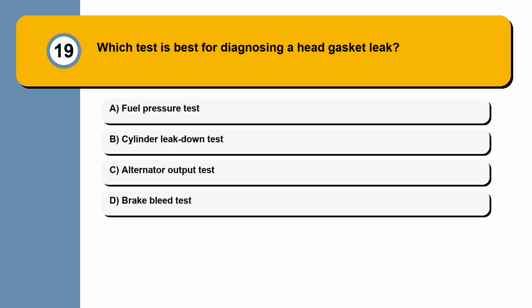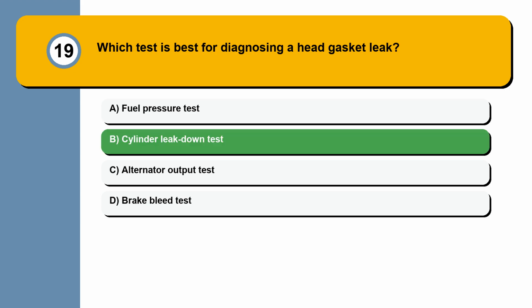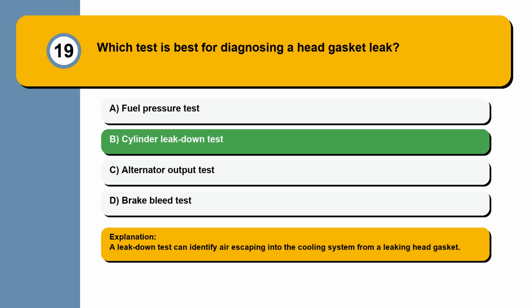Question 19. Which test is best for diagnosing a head gasket leak? Fuel pressure test, cylinder leak down test, alternator output test, brake bleed test. A leak down test can identify air escaping into the cooling system from a leaking head gasket.